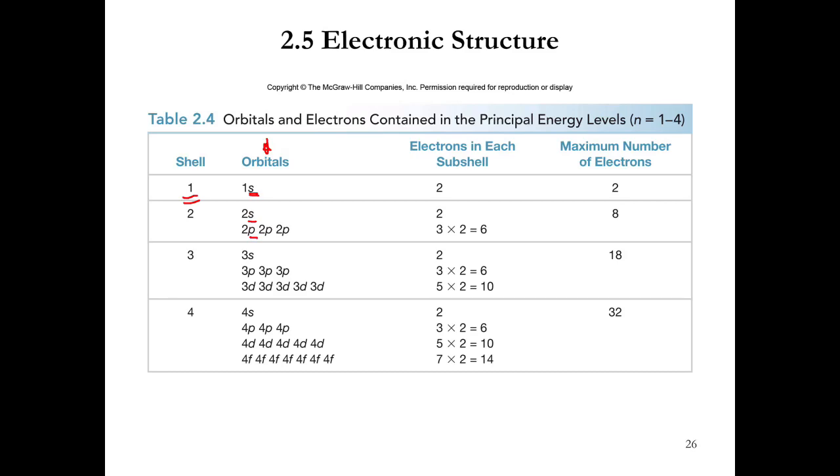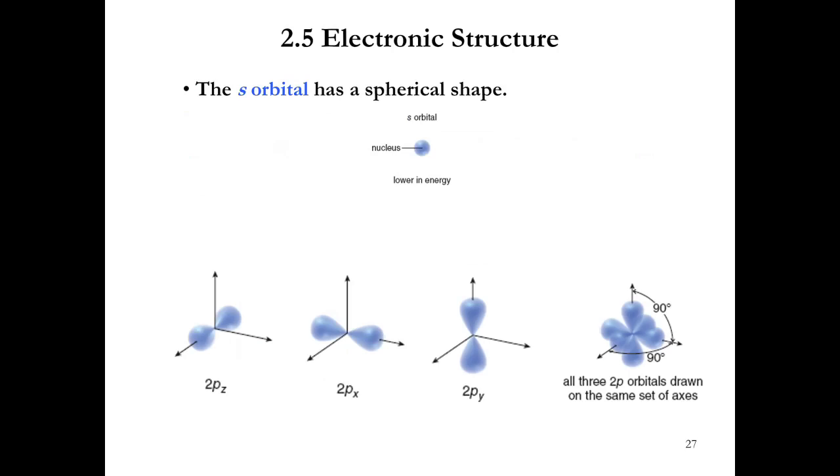There are 3 subshells in the third shell, an S, a P, and a D. And then in the fourth shell, there are S, P, D, and F subshells. And what we see here is all of those different orbitals that exist in that fourth shell. If 2 electrons go into each one of them, that's where we get a total of 32 electrons in that shell.